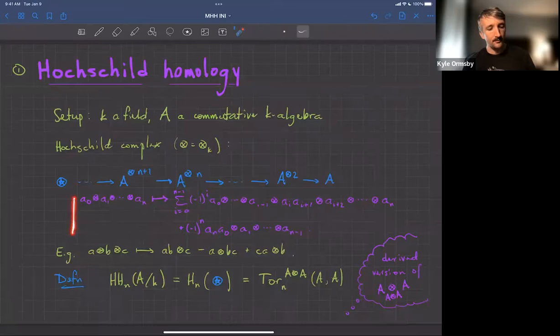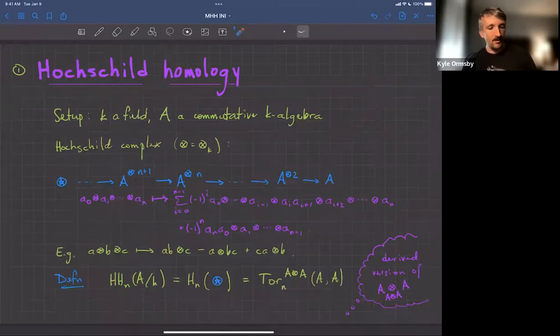I've written down the formula here, and you're welcome to stare at it, but it's perhaps easiest to see when you look at, say, A tensor 3 mapping to A tensor 2. I've written that here, and the simple tensor a⊗b⊗c goes to ab⊗c minus a⊗bc plus ca⊗b. So in that last one, you see the c hopping over to the front, and there's something kind of circular there. So we'll come back to that.